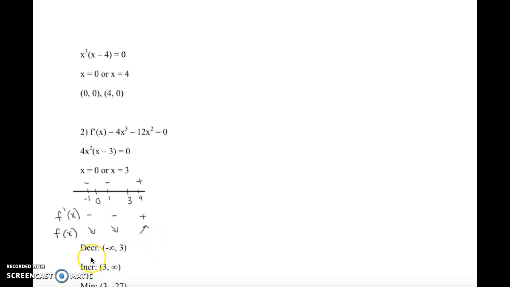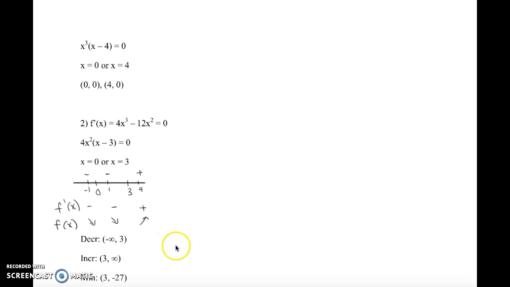So our graph is decreasing from -infinity all the way to 3, because even on either side of 0, it's still decreasing. And then it's increasing from 3 to infinity. So again, that parabolic shape, it's decreasing, coming down to 3, and then it goes ahead and increases. So that's going to make this value here at 3 our min. Plugging that min into our original function, we get -27. So our minimum is going to occur at (3, -27), which is what we expected.